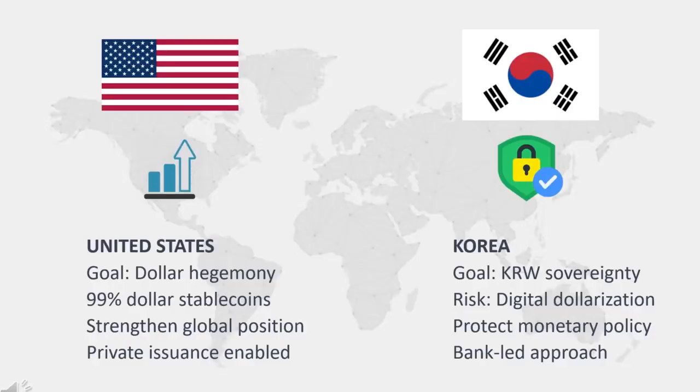Comparing Korea and the United States reveals different approaches based on national interests. The U.S. Genius Act allows private companies meeting qualifications to issue stablecoins. Over 99% of the stablecoin market is dominated by dollar-backed stablecoins from private companies. If these become widely used for payments, dollar hegemony strengthens across cross-border transfers and trade settlements. Conversely, Korea faces the challenge of protecting KRW monetary sovereignty from digital dollarization.